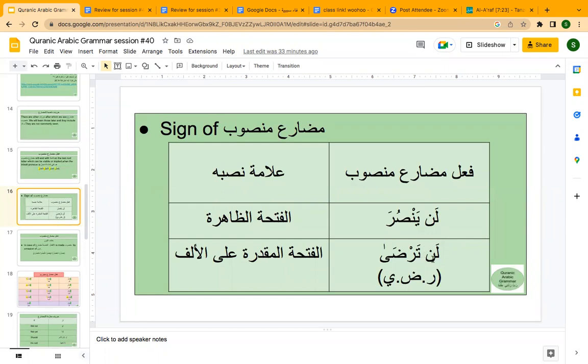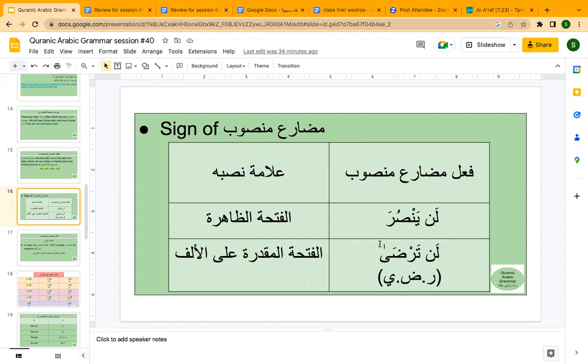What does lan do to a fail? It makes it have a dhamma, fatha, kasra, what? Fatha, right? It makes mudare mansub. So mudare has to end with fatha. But can you see any fatha here?